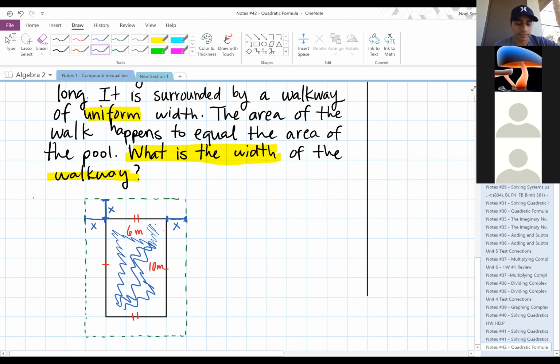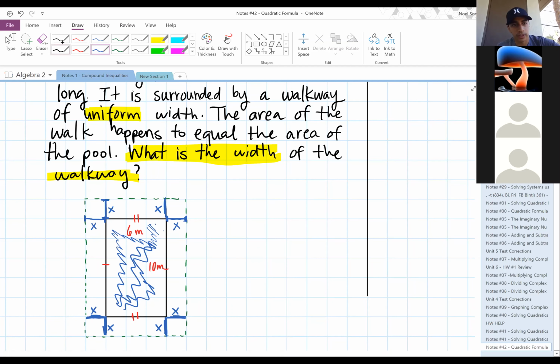Okay, so now if I were to break this up into sections, I'm going to break it up here and there, here and here, here and here. And each one of these, the width is x. Okay, so try to follow with me here.